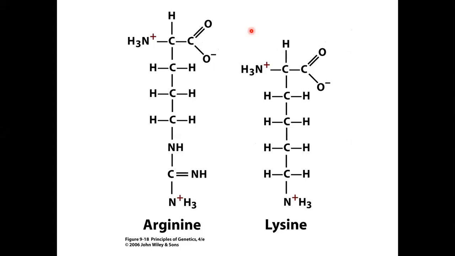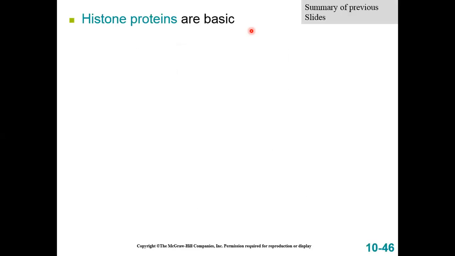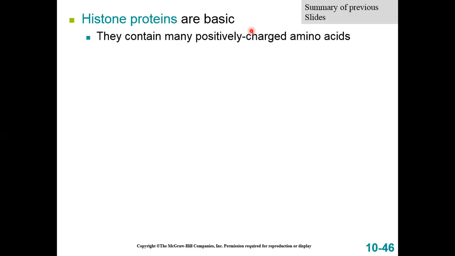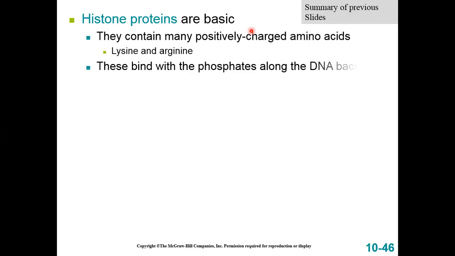This is the structure of arginine and lysine. You can see that they contain the positive charge, lysine because of the extra amino group, and arginine again because of the extra amino groups. They contain the positive charge. Histone proteins, being basic, contain many positively charged amino acids. I told you that lysine and arginine are the basic amino acids which are present in them.